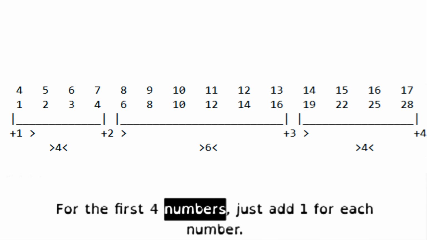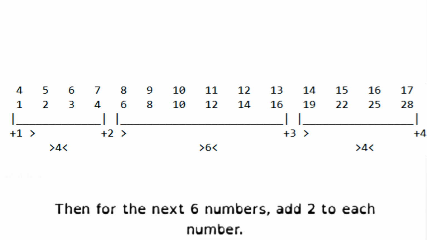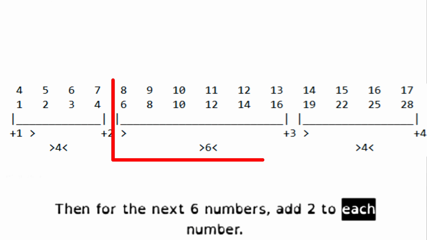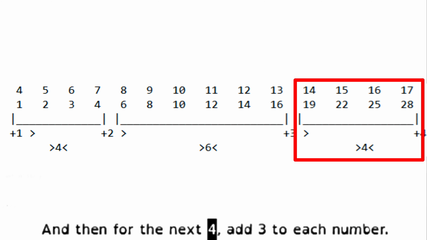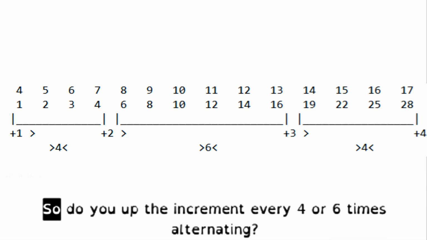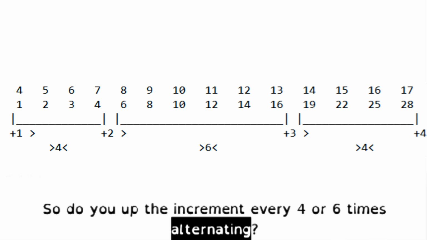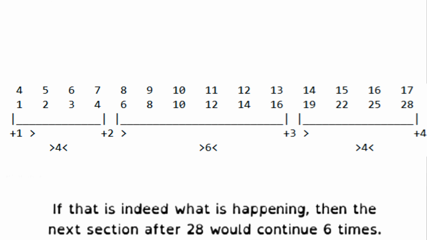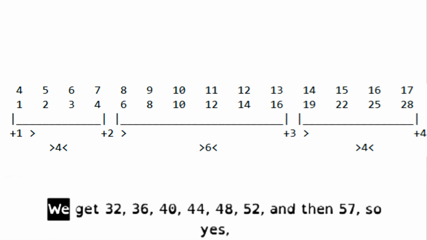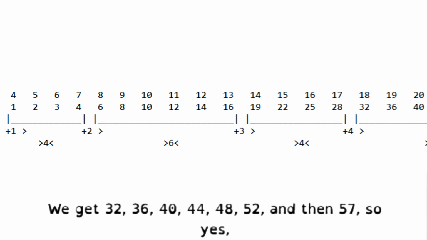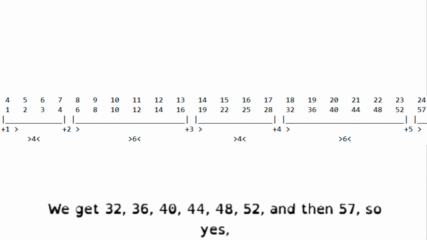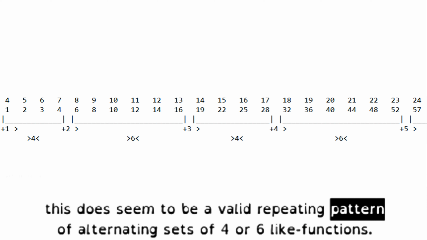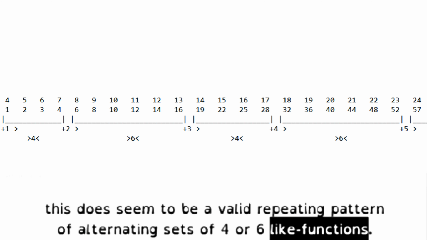Let's stop there for now and see if we can figure out an explanation for this pattern. For the first 4 numbers, just add 1 for each number. Then for the next 6 numbers, add 2 to each number. And then for the next 4, add 3 to each number. So, do you up the increment every 4 or 6 times alternating? At this point, it does appear that this is what is happening here. If this is indeed what is happening, then the next section after 28 would continue 6 times. Let's see if that is true. We get 32, 36, 40, 44, 48, 52, and then 57, so yes, this does seem to be a valid repeating pattern of alternating sets of 4 or 6 like functions.